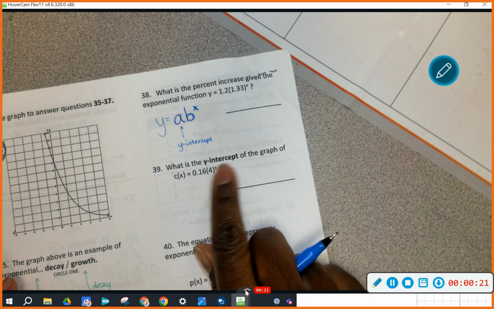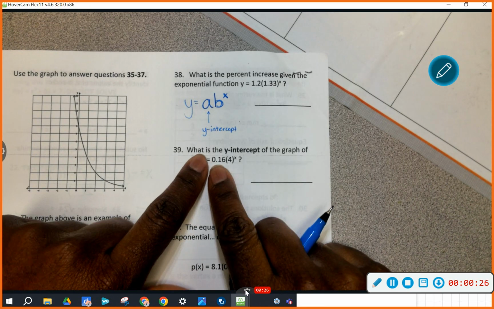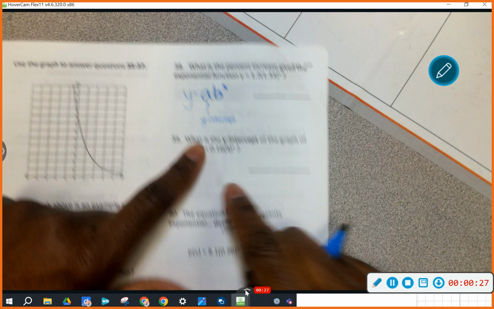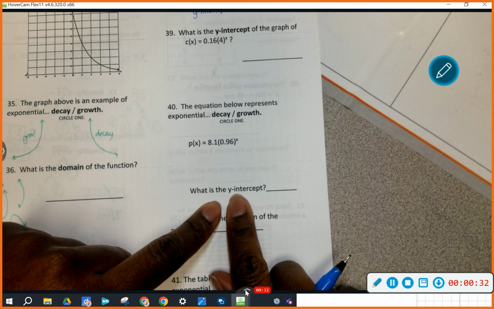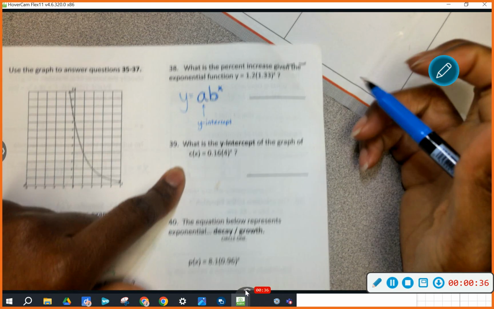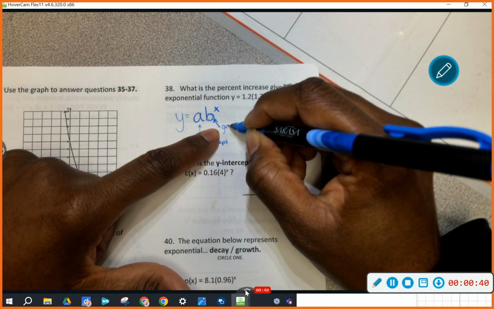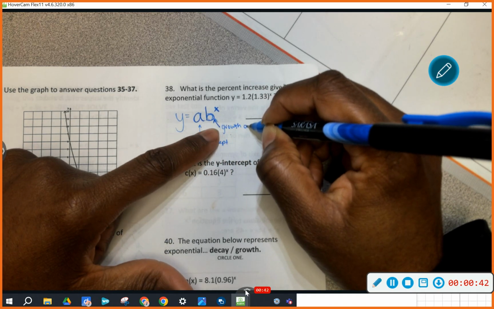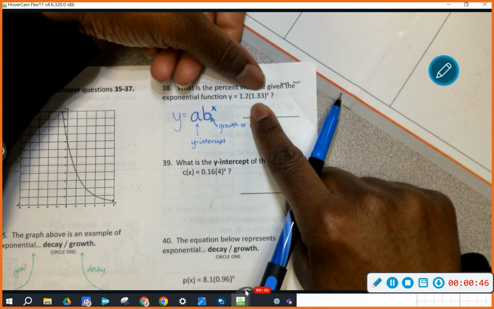So that should help you with this problem right here. What is the y-intercept? It's the number that does not have the power of x. It should also help you down here. What is the y-intercept? So you can do that yourself. And then the b helps you with the growth or the decay. Growth or decay.